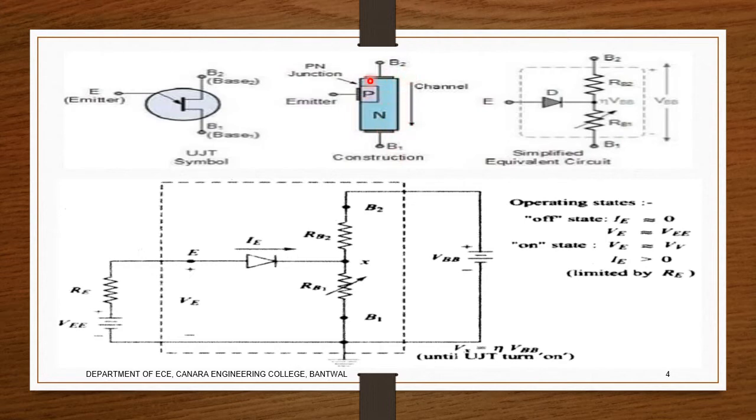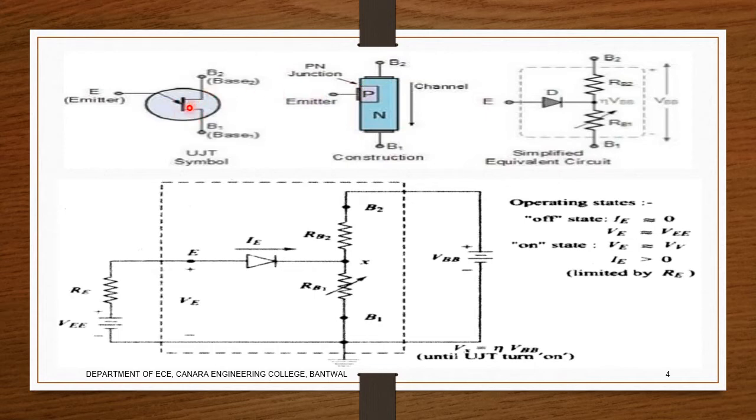So in diodes the junction was formed one way, but in the UJT it is inserted in the N-type semiconductor. That's the difference between a diode and a UJT. Hence this forms the unijunction transistor. Now, how is it symbolically represented?